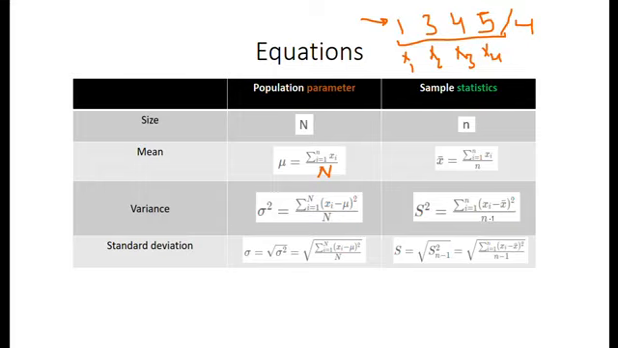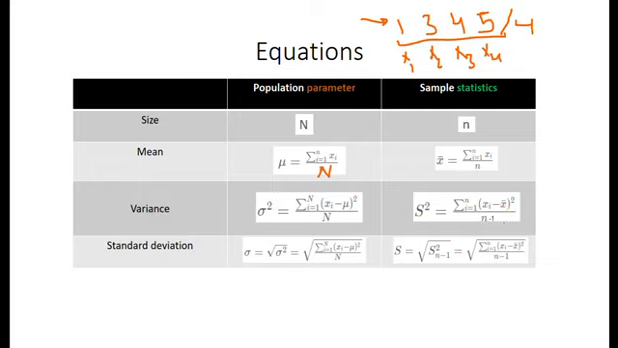Now we go to the variance. The variance, as we talked about before, is simply the average difference between the observations and the mean, or the average squared differences of the observations from the mean. In the first case, we sum all the squared differences, and then we divide them by N, or the number of observations. However, for a sample, we simply divide by n minus 1. So it's not n, it's n minus 1.